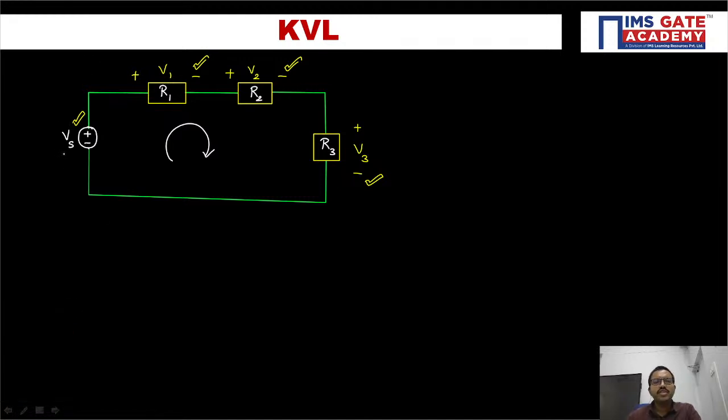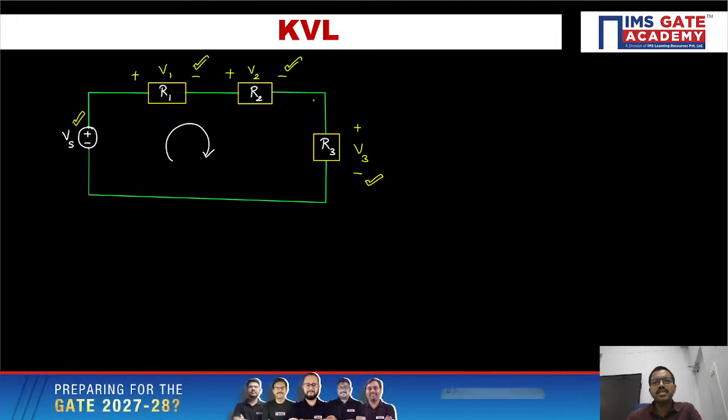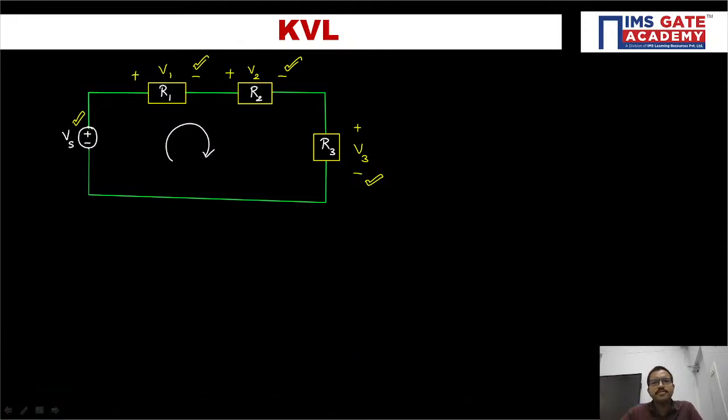Here we have a voltage source Vs and three resistors R1, R2, R3, all the elements connected in series. You have one closed path. In series, the current will be the same, and the voltage gets distributed.